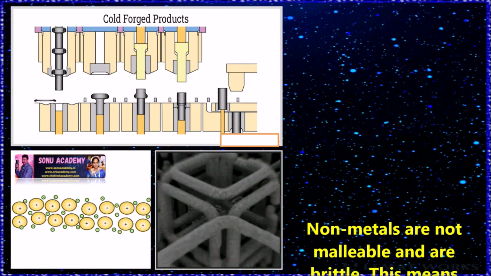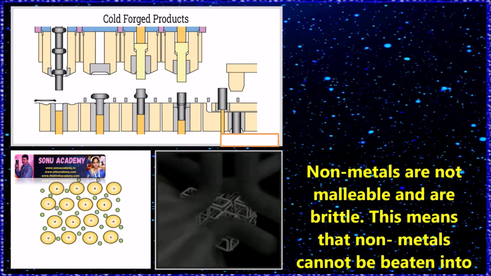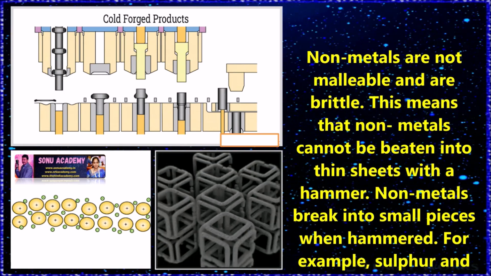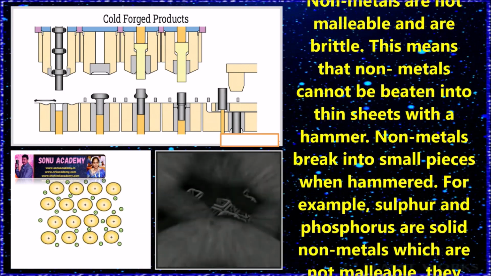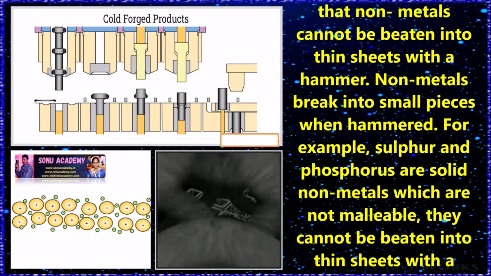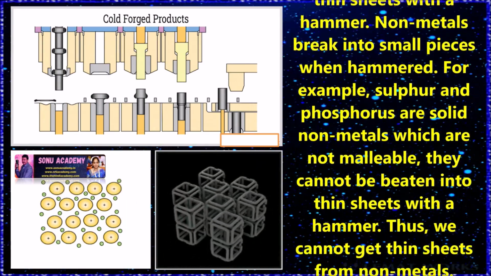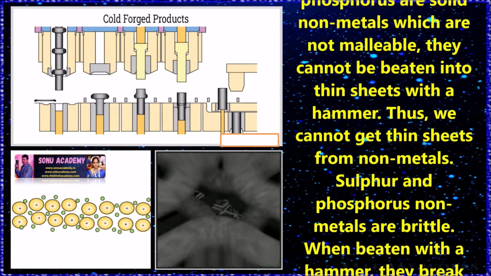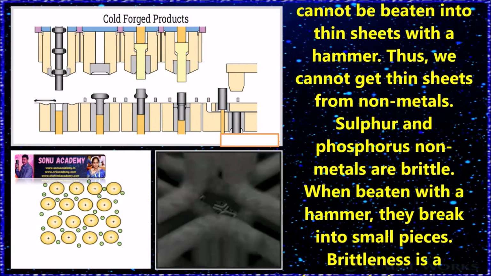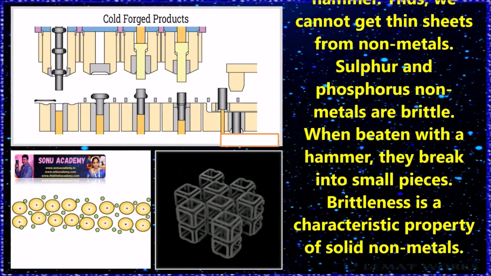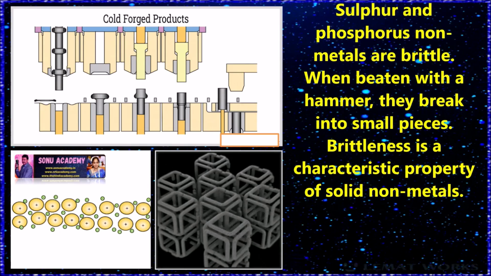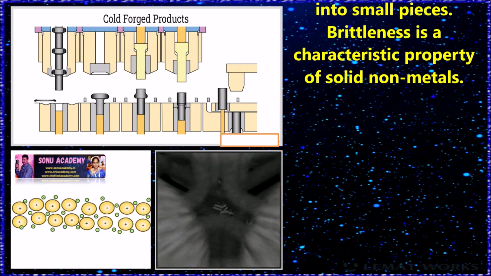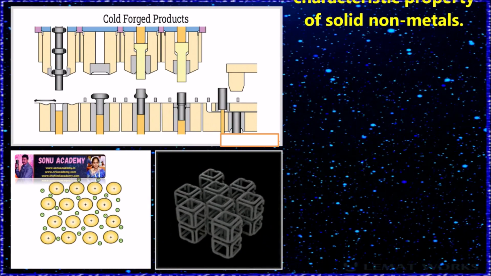Malleability. Non-metals are not malleable and are brittle. This means that non-metals cannot be beaten into thin sheets with a hammer. Non-metals break into small pieces when hammered. For example, sulfur and phosphorus are solid non-metals which are not malleable. They cannot be beaten into thin sheets with a hammer. Thus, we cannot get thin sheets from non-metals like sulfur and phosphorus. When beaten with a hammer, they break into small pieces. Brittleness is a characteristic property of solid non-metals.